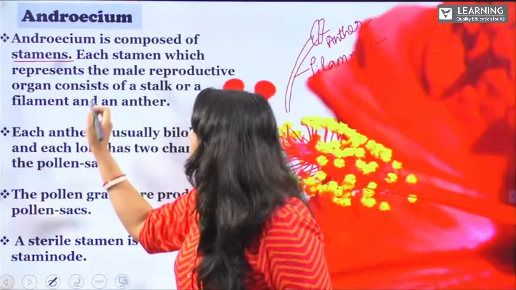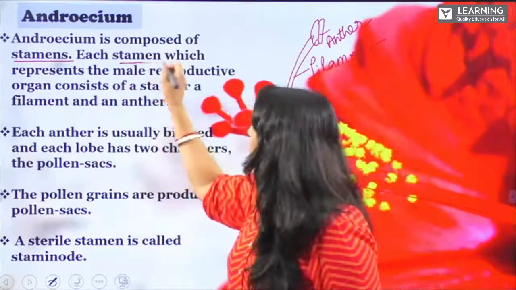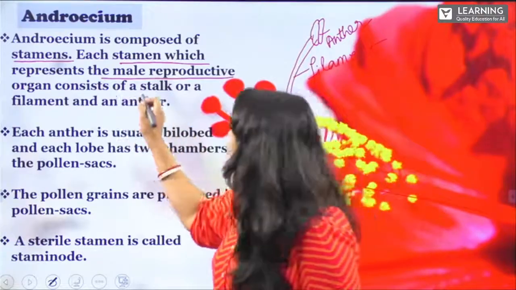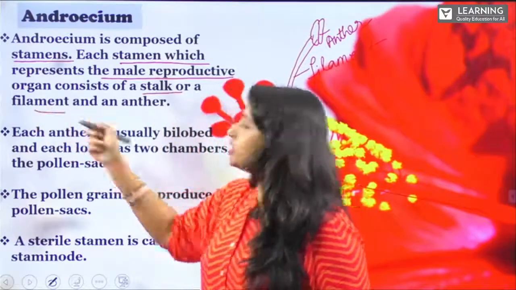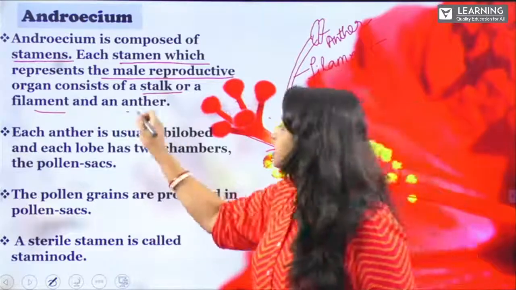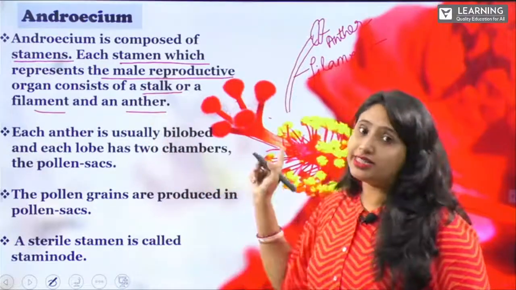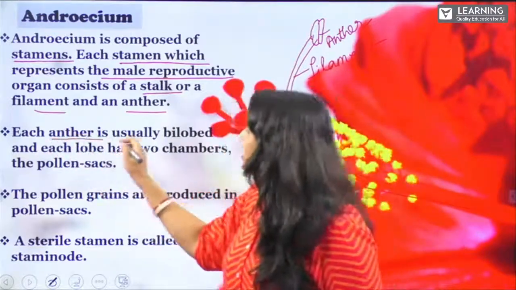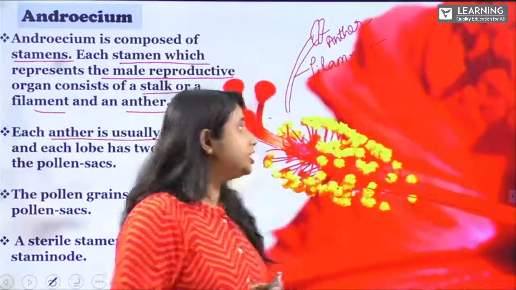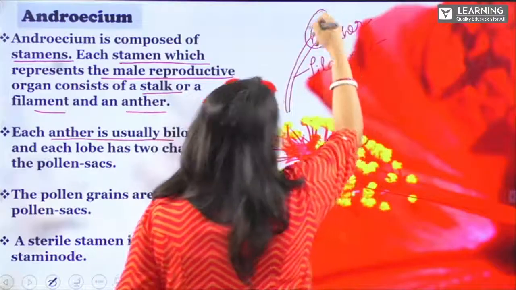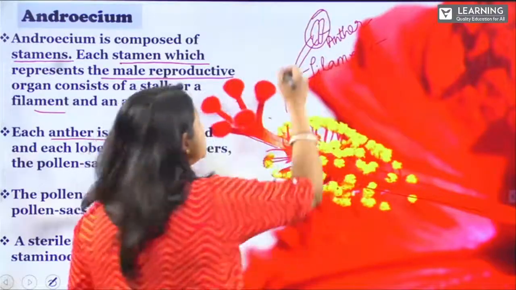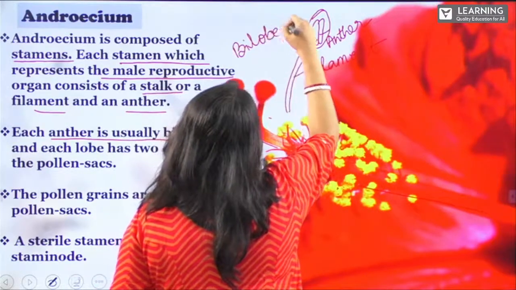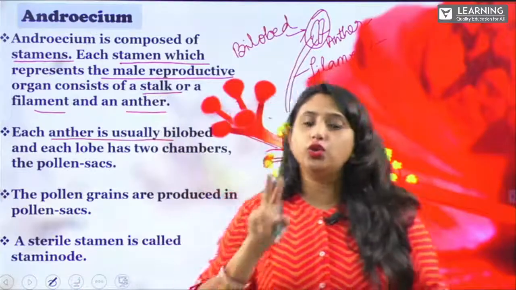Each stamen, which represents the male reproductive organ, consists of a stalk or a filament, as I have already mentioned, and an anther. So you can see that a stamen consists of filament and anther. Now, this anther is usually bilobed, as you can see here. So bilobed means 2 lobes, right?